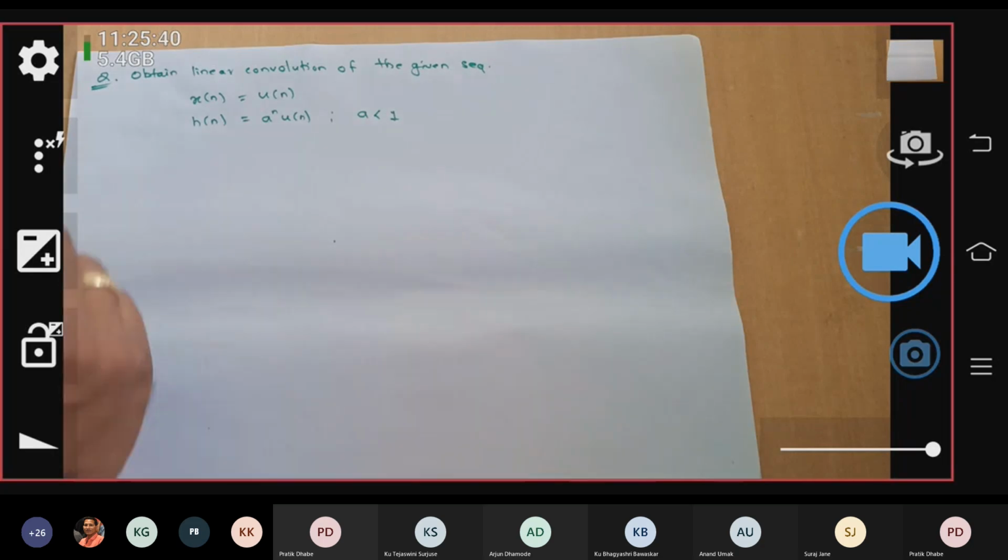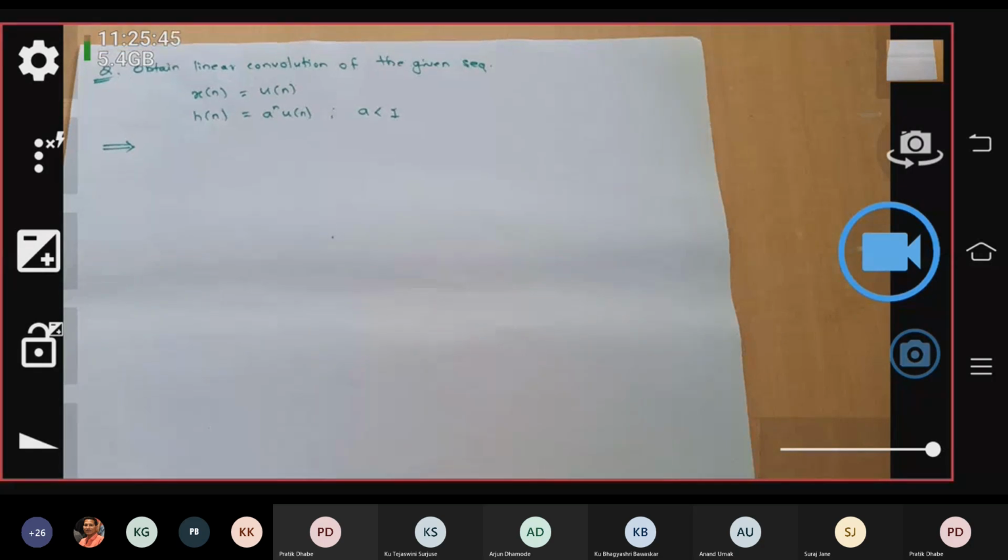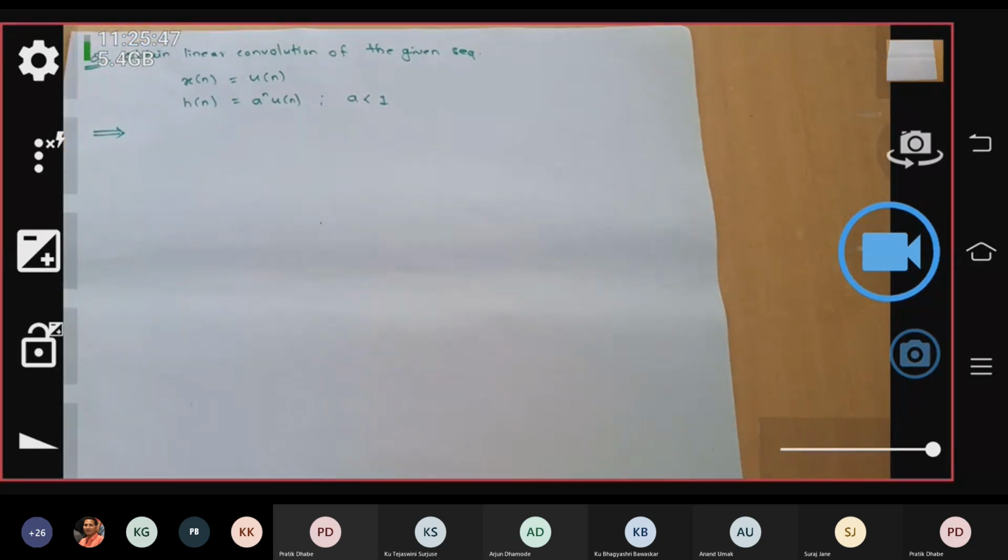So try to solve this. I give you a time of around 4 to 5 minutes. You can obtain the convolution of these two sequences. It is pretty simple. One of the given sequences is simply the unit step, and the other one is a raised to n multiplied with u of n.